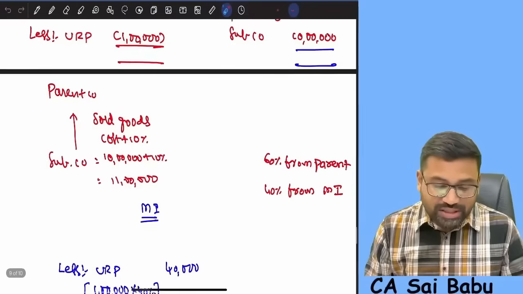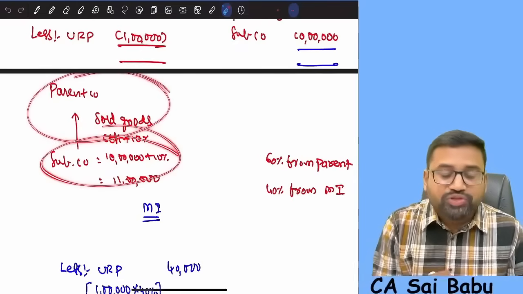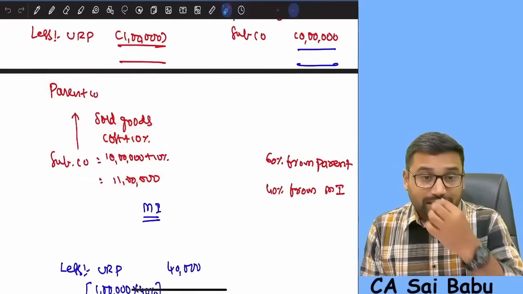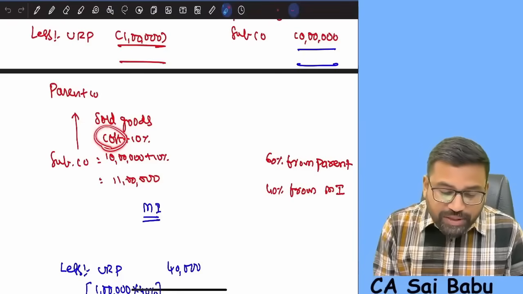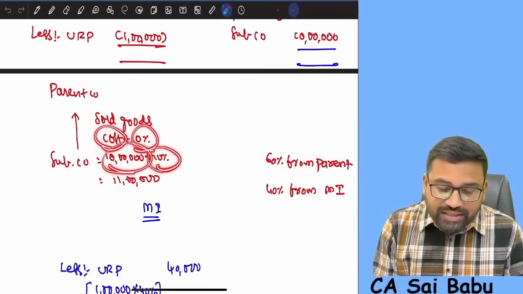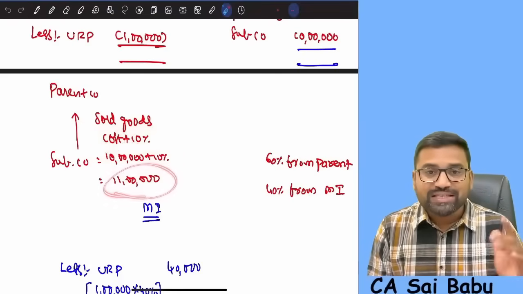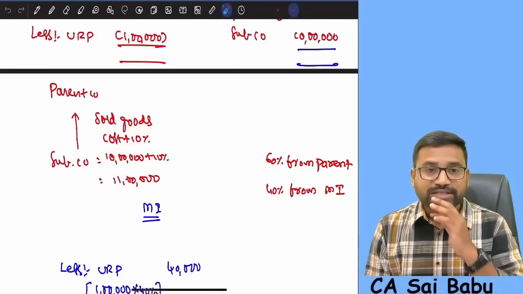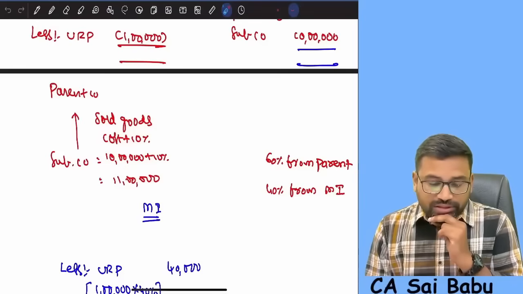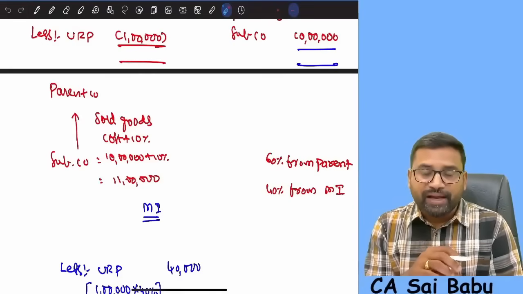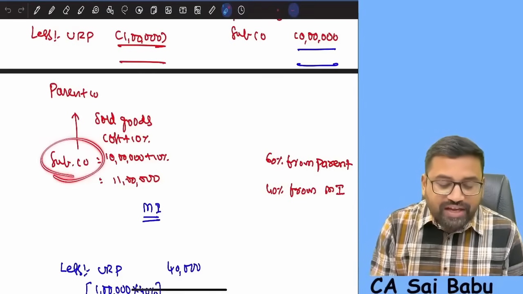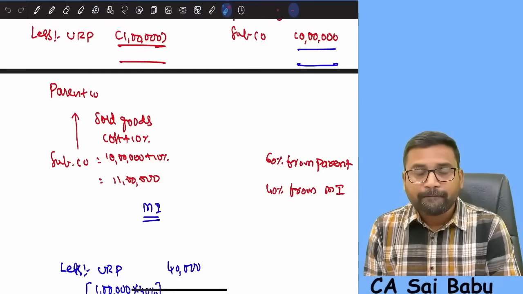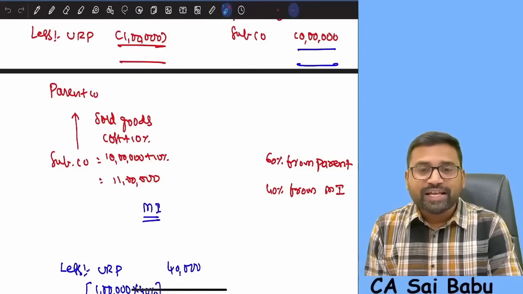Sir, suppose if subsidiary sold goods to parent, then important. Suppose subsidiary company is selling goods to parent at cost plus 10%. Cost is 10 lakhs, 10% profit, that is 11 lakhs is the sale value. Now important, listen to me carefully. When subsidiary sold goods to parent, now the profit is recognized by whom? Subsidiary. Subsidiary has recognized the profit.